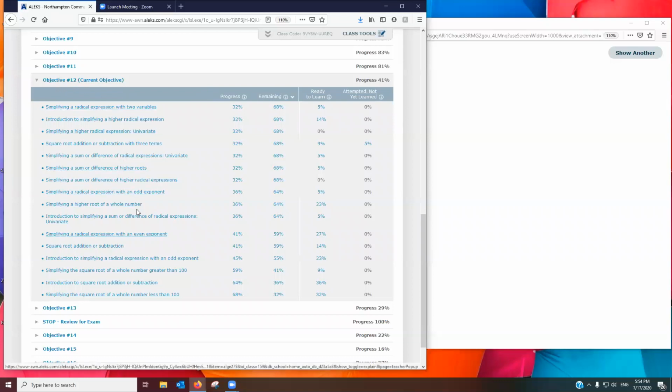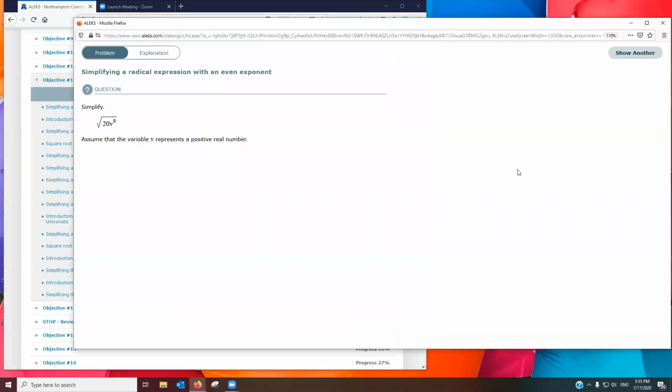And Objective 12 has to do with adding or subtracting these radical expressions. It means you might want to add or subtract square roots or cube roots. So first, let me start off by just reminding you about working with square roots.